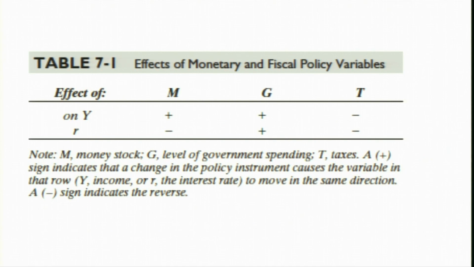So this is the summary of the effects of monetary and fiscal policy variables: this is money supply, this is government expenditure, this is tax. Suppose there is an increase in money supply; you can see the effect on y. Y will increase, but the rate of interest will decrease. Similarly, with an increase in government expenditure, output will increase and the rate of interest also will increase. In contrast, an increase in tax will reduce output, and it will reduce the rate of interest as well.